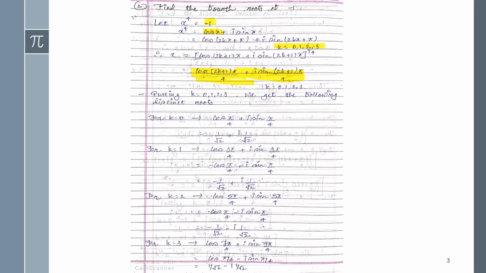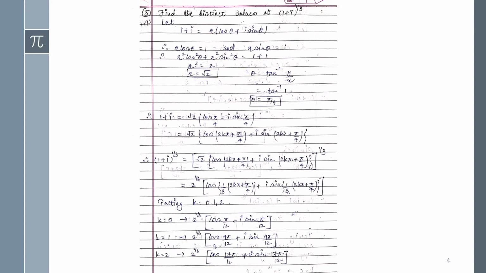Now you can see here I have written the third example. We are doing so many practice problems. Here you can see the equation is given: find the distinct values of (1 plus i) whole raised to 1 by 3. So here z will be 1 plus i. So 1 plus i equals r (cos θ plus i sin θ). Here you have to compare the terms and find r and θ.